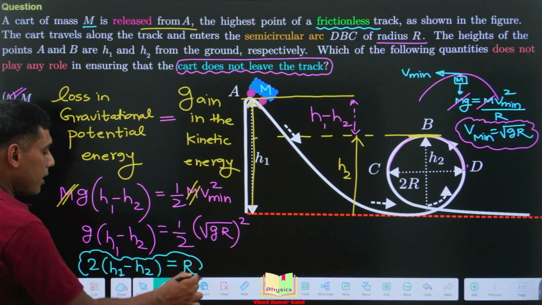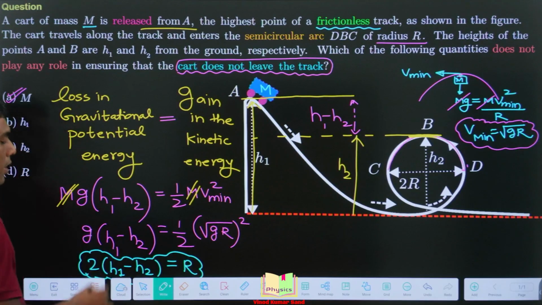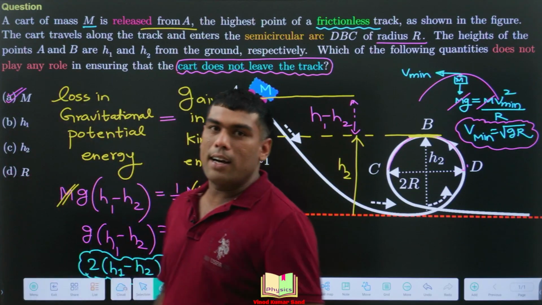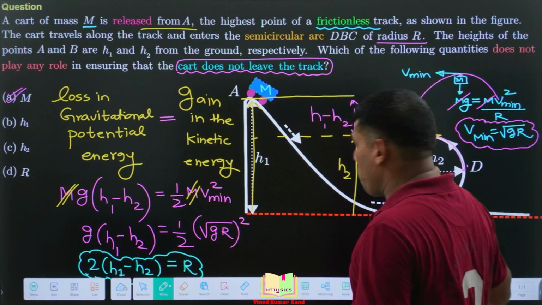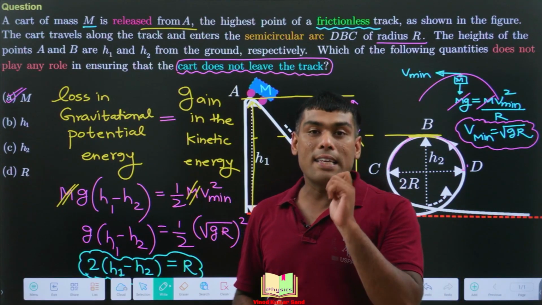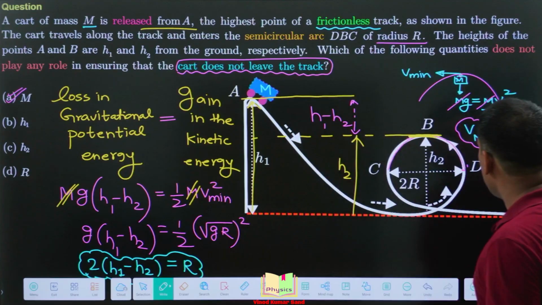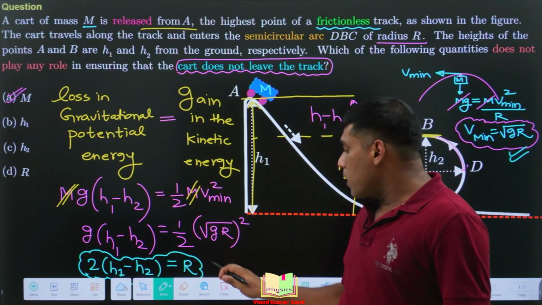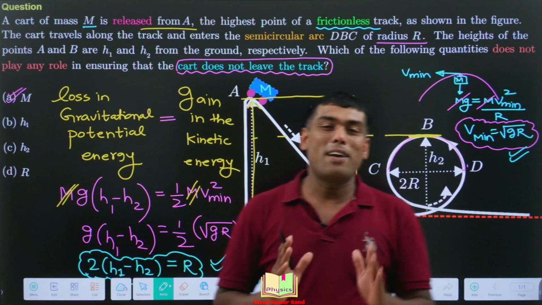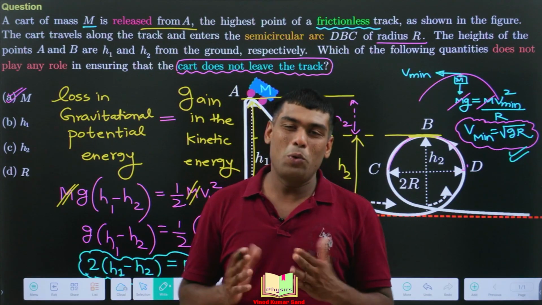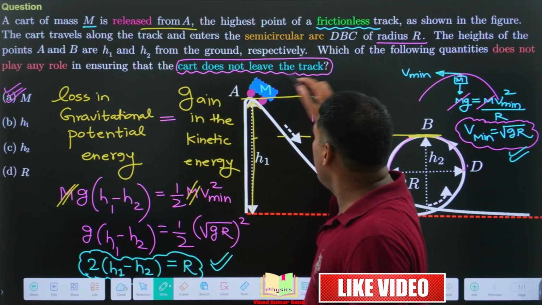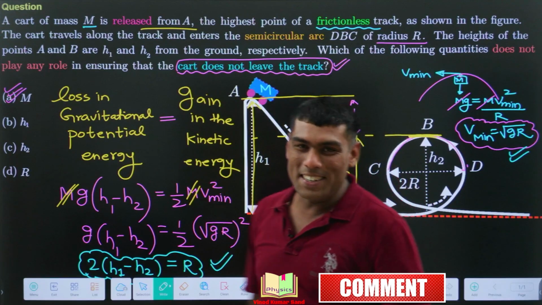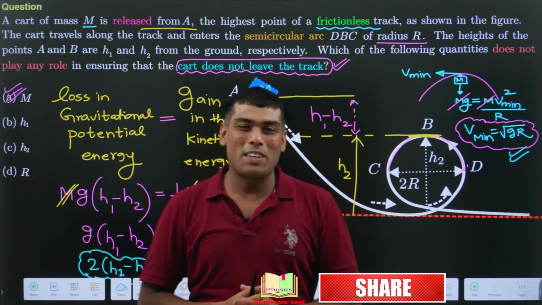This is the condition so that the cart completes the loop. Now, in all these conditions, whether we check the V minimum or we check this condition, the mass appears nowhere. So, we can say this mass has no role in deriving this condition. I hope you got the solution.